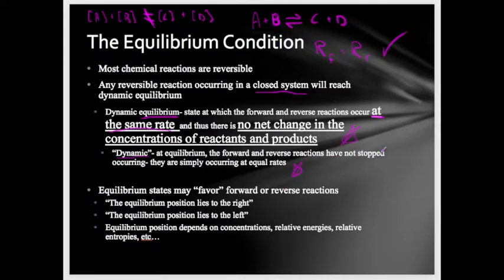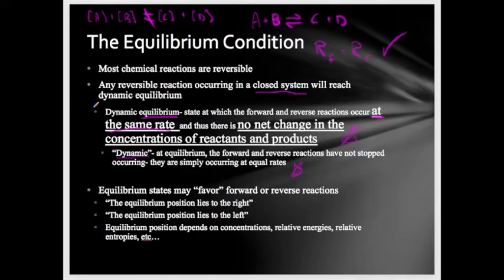But the system is still dynamic, which means that these reactions are still actually occurring, okay? The reactions have not stopped occurring. They're just occurring at equal rates, and so we cannot see overall any change happening. There is still change happening. A and B are still reacting to form C and D. It's just that C and D react right back at the same speed to form A and B again. So that's where the dynamic comes from.